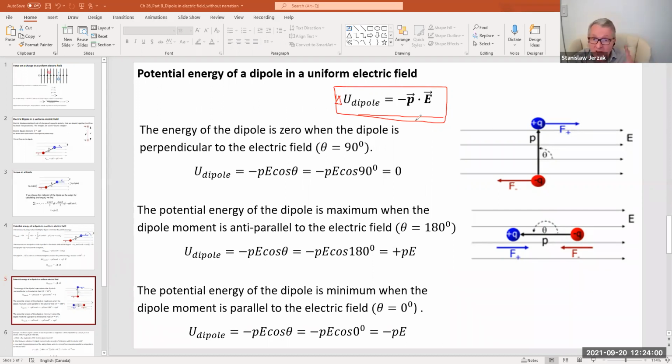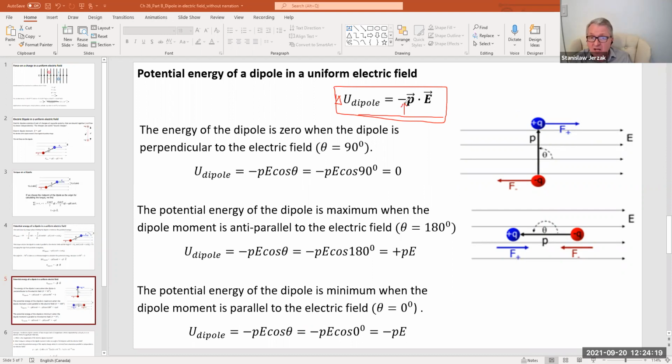Right? So that's one important clarification. And this negative sign is there because we take that convenient reference orientation of the dipole to be perpendicular. So that's why this negative sign actually occurs in that expression.